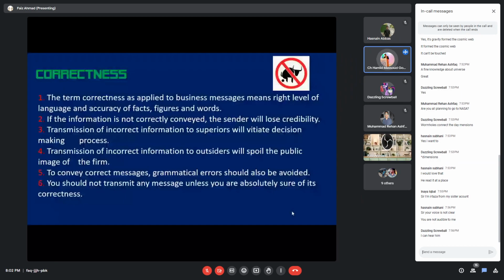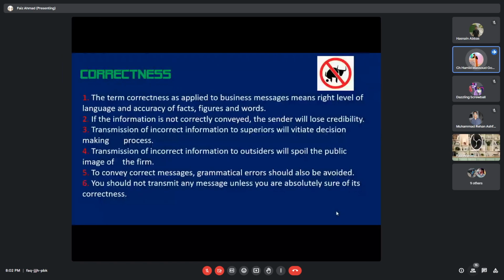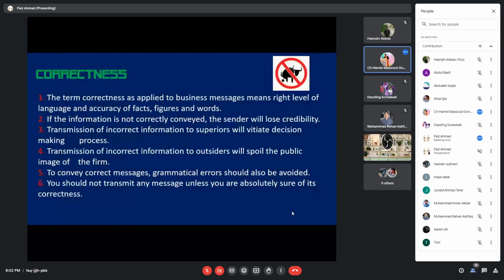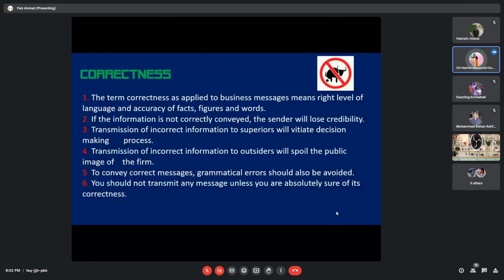Correctness. There should be accuracy in your communication. The term correctness, as applied to business messages, means the right level of language and accuracy of facts, figures, and words. It means that when you are communicating in an official business meeting, you should consider tenses. You should have a strong grip upon different grammatical viewpoints. If the information is not correctly conveyed, the sender will lose credibility.